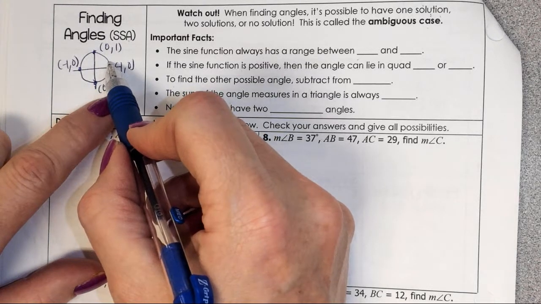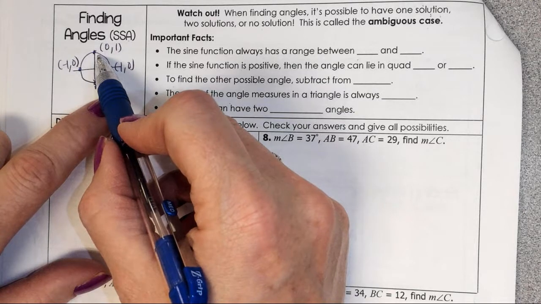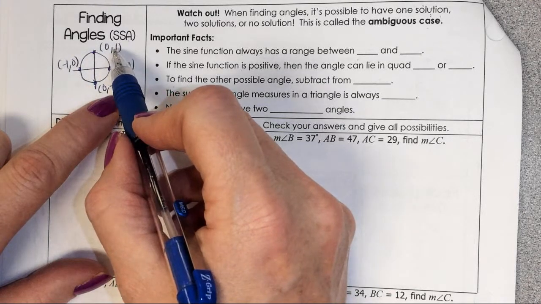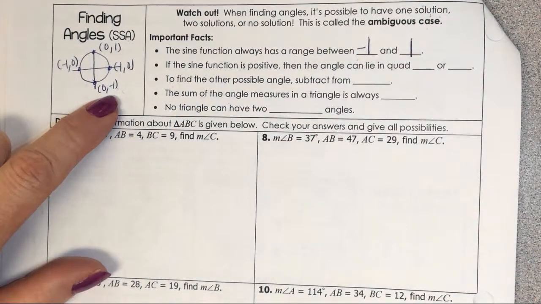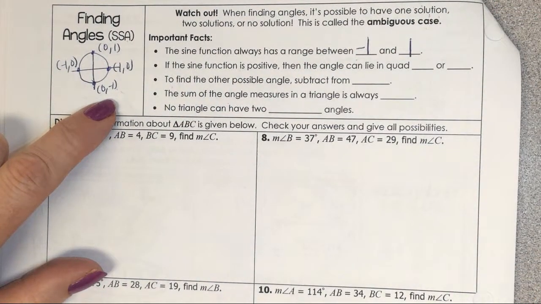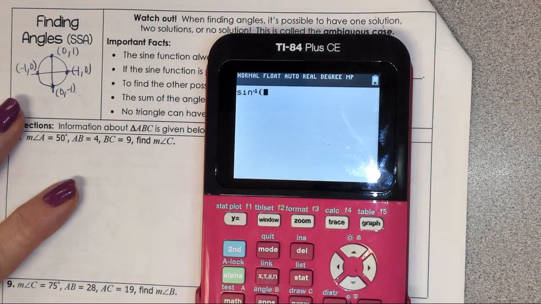Right here, our y value would be 1/2. Here it's radical 2 over 2. Here it's radical 3 over 2. All of those are less than 1. So this should be between negative 1 and 1. If we get something that is not between negative 1 and 1, let me show you this. If I use my calculator and I do second sine of 1, it'll give me an answer.